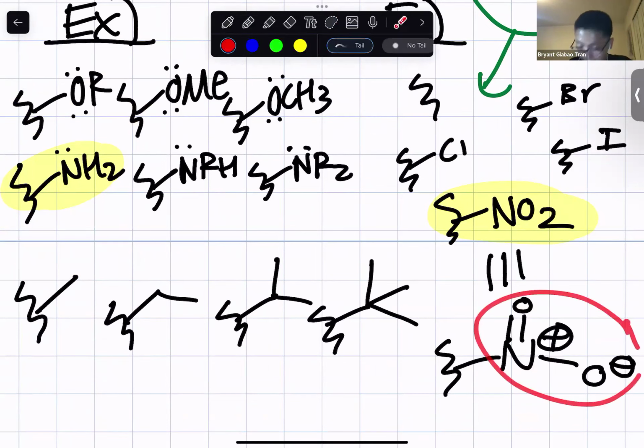This is NO2 right here. We see that the very first atom directly attached to the system is this nitrogen right here, that has a full positive charge with no lone pairs of electrons. This nitrogen has no lone pairs because it already has 4 bonds. It already has the octet, but because it has 4 bonds, it has the full positive charge. And because it has the full positive charge, it is the EWG.